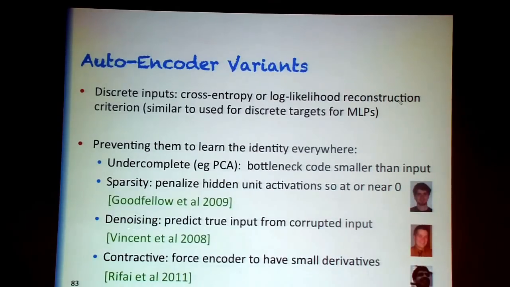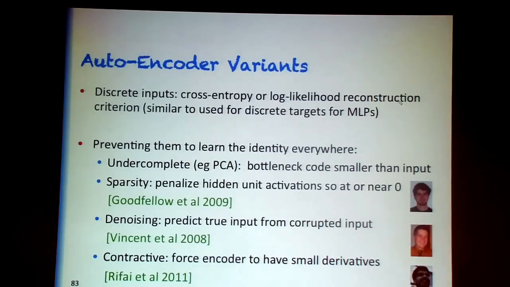Another approach is the denoising approach, so it's called the denoising autoencoder. The idea is to train the autoencoder slightly differently, so that it maps noisy, corrupted input back to their clean versions. And the contractive autoencoder is very similar to the denoising autoencoder, except it does it in an analytic way: you add a regularization penalty that makes the encoder have small derivatives.